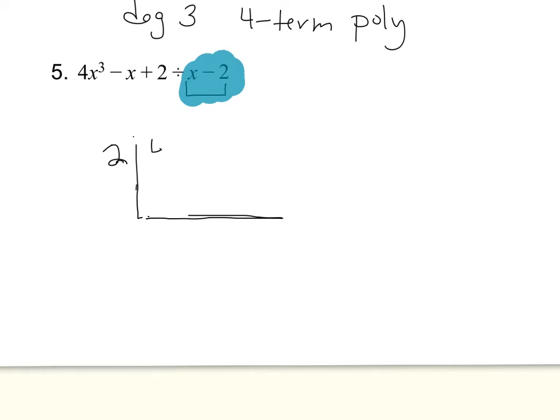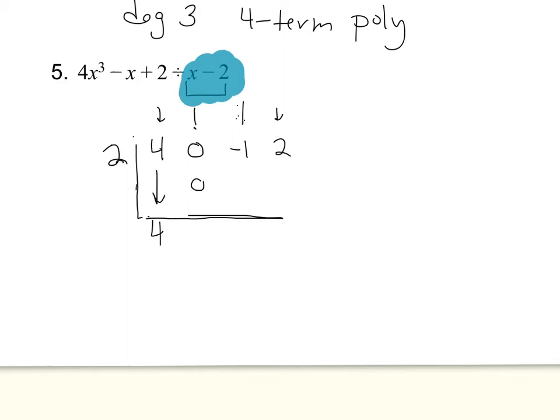Then the numbers on the inside, I'll put a 4, a 0, a negative 1, and a 2. Recall I put a 0 because there's no x squared term. There's a cube, which is here, no square, first degree, and constant. So now I'll do my division. I'll bring down my 4.